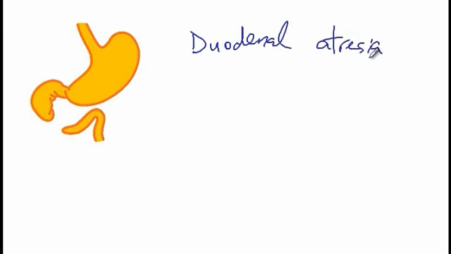So during normal embryonic development, at around 6 to 7 weeks of gestation, parts of the duodenum will get occluded due to the proliferation of the endodermal epithelium. However, at around 8 to 10 weeks of gestation, there would be recanalization, and thus the duodenum will open up again.